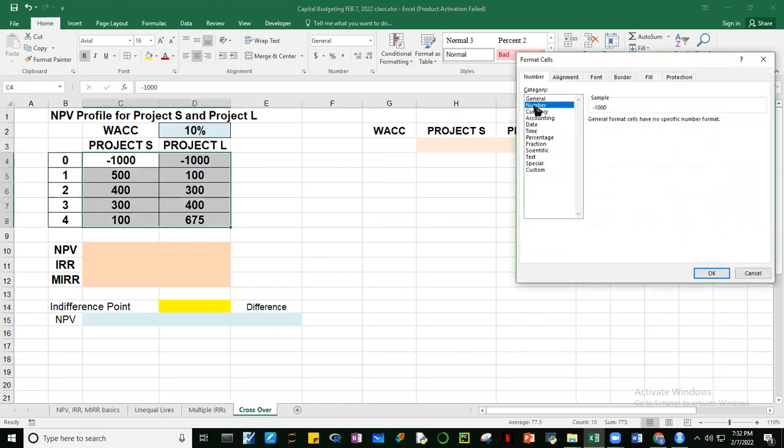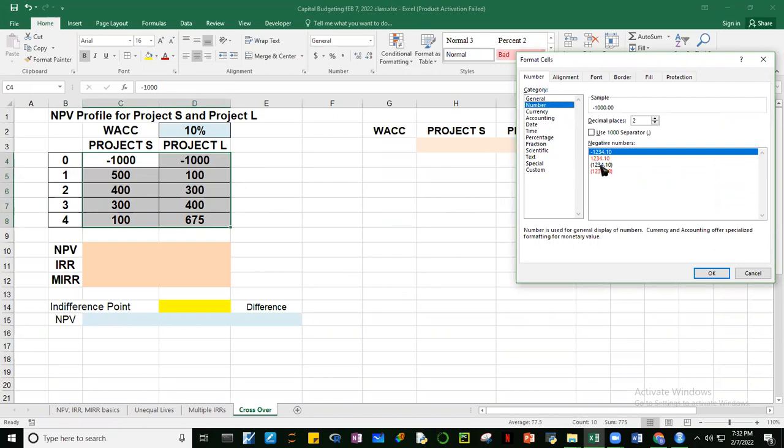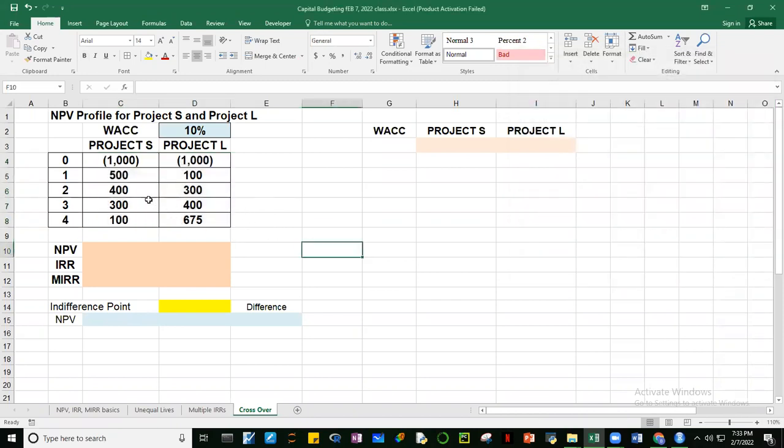Okay, format nga natin, number. Lagyan natin ng ganito. Okay, so ito yung initial investment natin, parehong 1,000 sila, magkaiba yung cash flows. Okay, so let's compute for the NPV. Lagyan natin ng pangalan to. Itong 10%, let's call this WACC 1. Kasi kanina WACC, di ba?